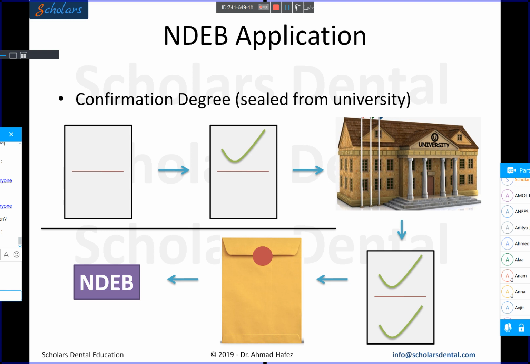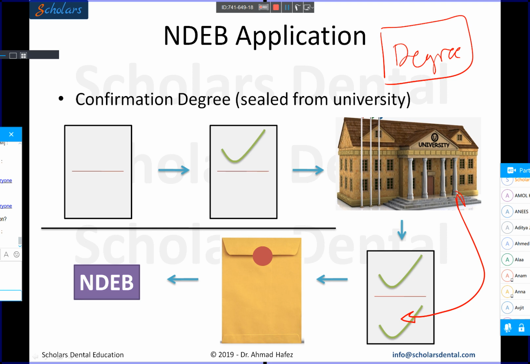Now, unfortunately, our universities don't do this stuff sometimes. Some universities do, but some don't even care. A lot of times, the university itself may fill in a certain date that doesn't match your actual degree, and then the NDEB doesn't approve it. So this may happen, okay? You could find ways to overcome it.